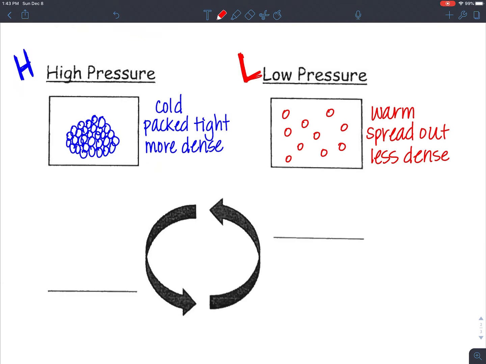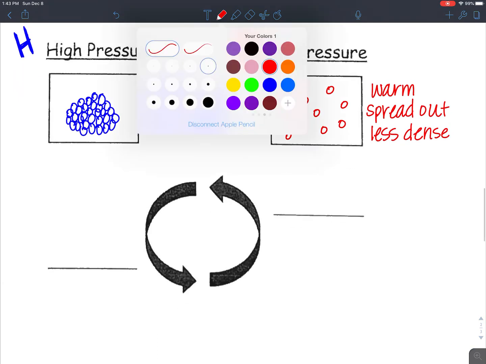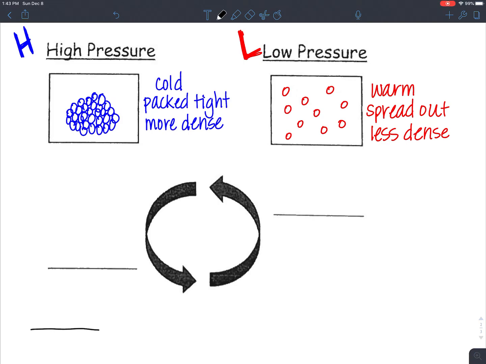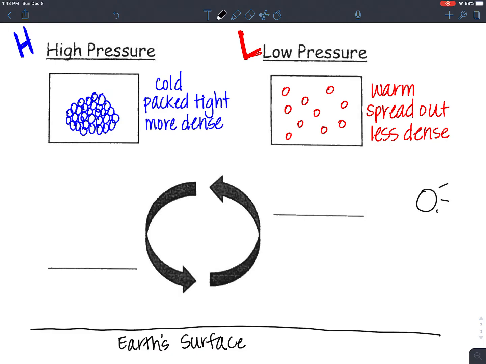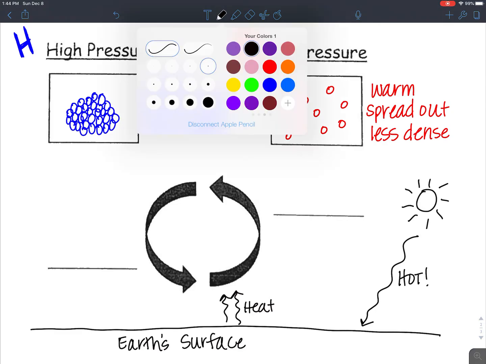So when we put this into convection, I'm going to grab my pen or pencil. Let's pretend that this is Earth's surface, okay? So here is Earth's surface. Here's the sun. The sun is radiating or sending waves of heat to the earth. It's hot. What happens is the surface of the earth is going to start to heat up like this. As the surface of the earth heats up, the air is going to get warm.